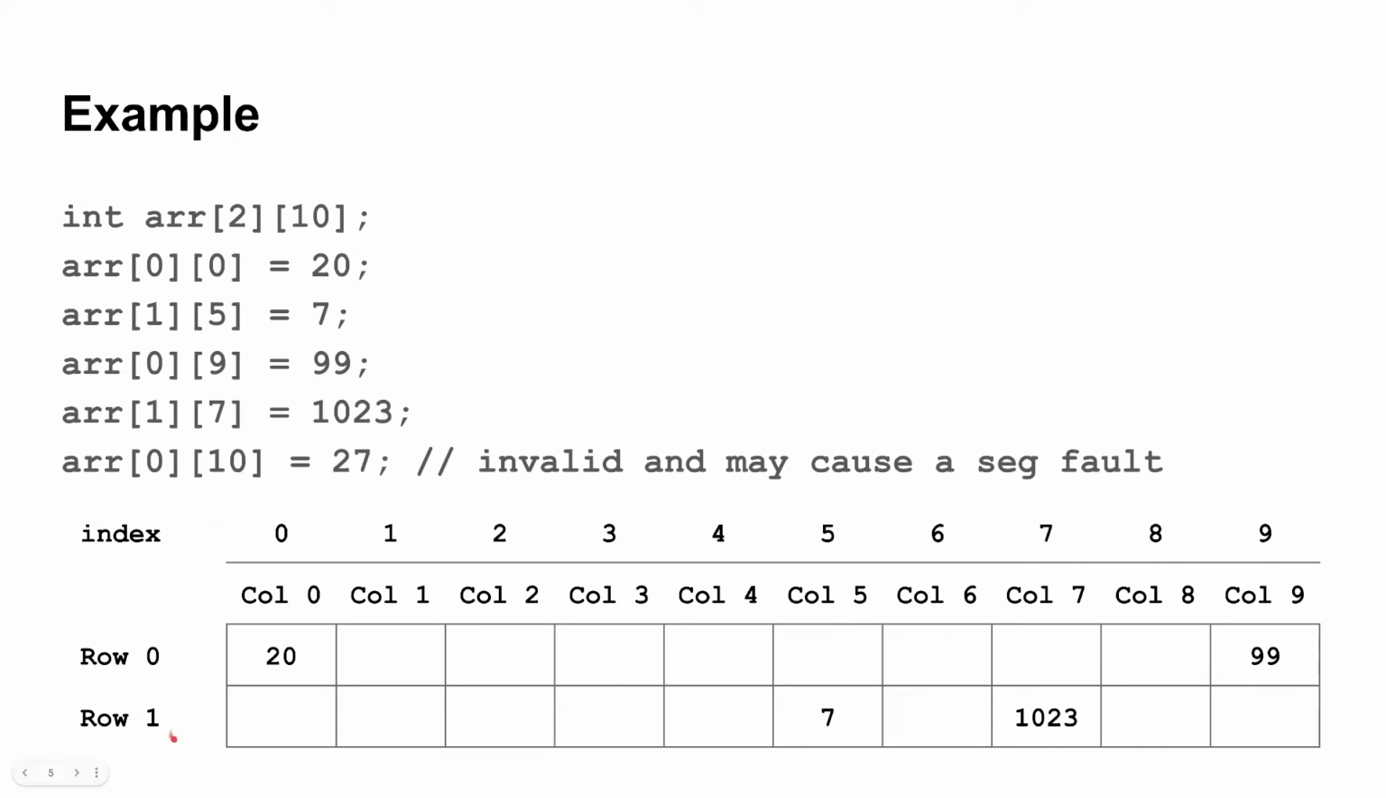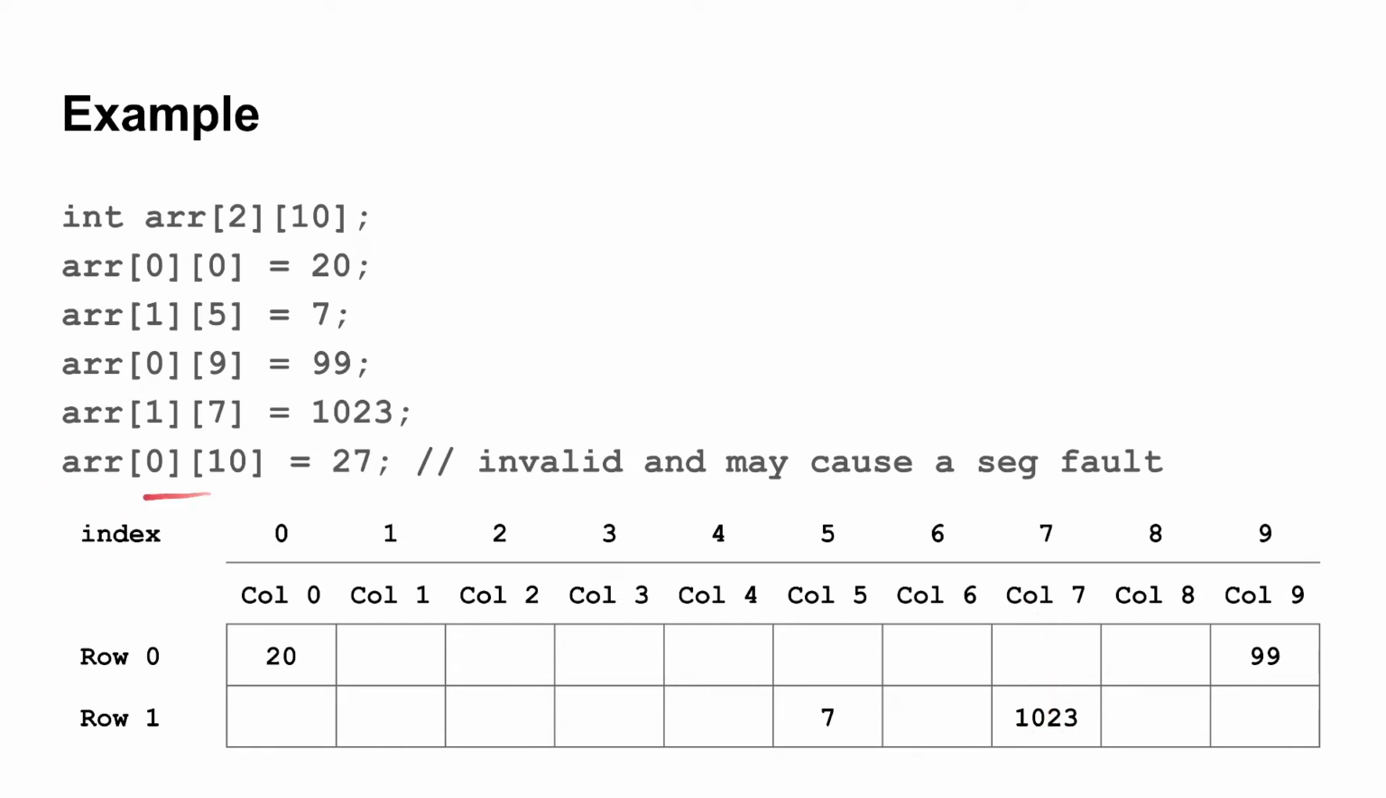So we go to the first row and the 5th column and place a 7. When we say in the 0th row, in the 9th column, I want to place 99, we go to the 0th row, place a 99 in the 9th column, which is the last column, which again is the n size minus 1. And then here we have the array in row 1 at column 7, we want to give 1023. So you see in row 1 at column 7, we get 1023.